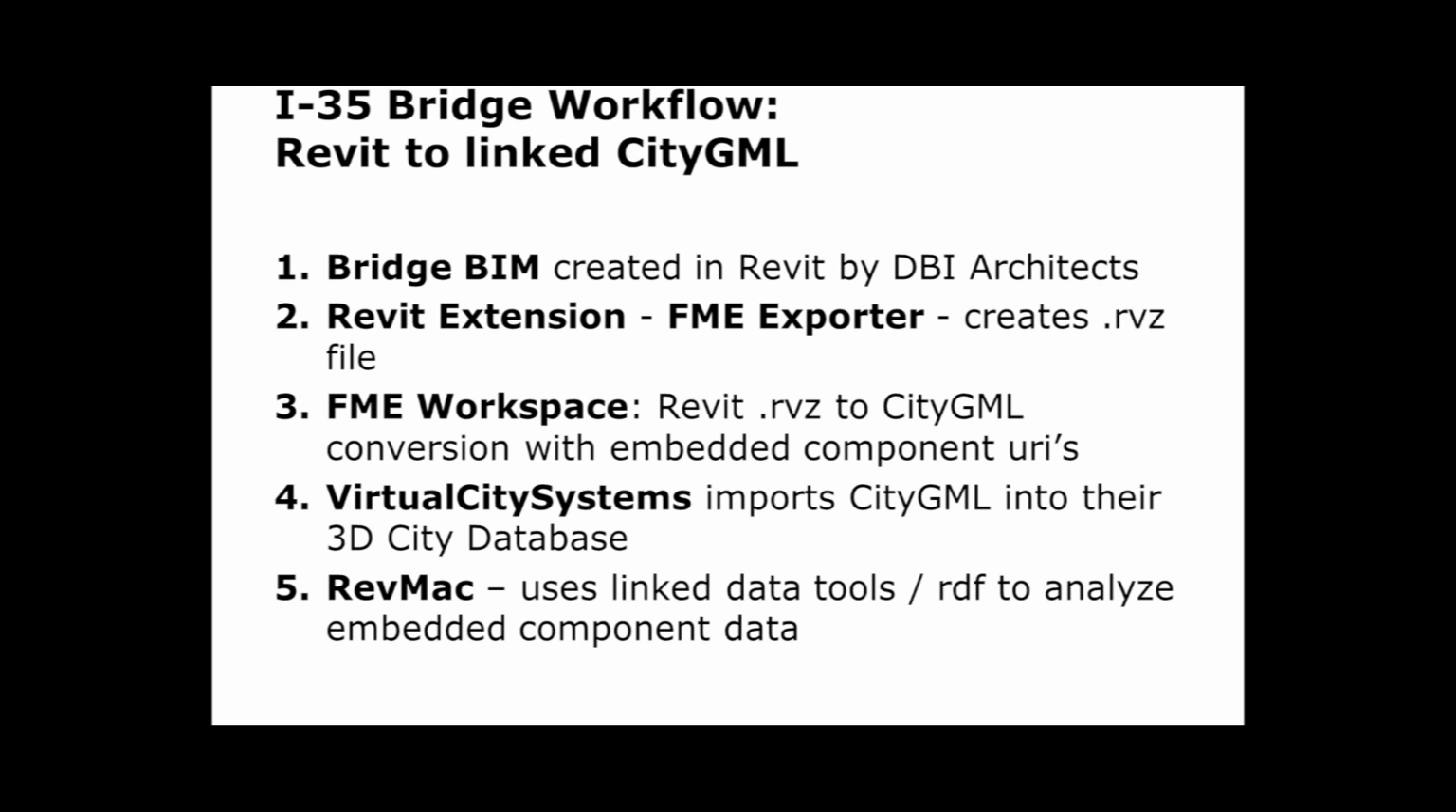So basically, the workflow involved, once we have the Revit model, two basic steps that have to happen. First of all, within Revit, you need to use the Revit extension with the FME exporter, which if you extend Revit with FME or you install the FME plugin to Revit, it gives you this add-ins exporter option, which creates an RVZ file. That is essentially a combination of an IFC export and a bunch of supporting CSV files. And then we have a workspace that converts the RVZ to CityGML, and I'll show you that in a minute. And then finally, Virtual City Systems imports that into their system for visualization, and Revolutionary Machines does some analysis on the actual data links.